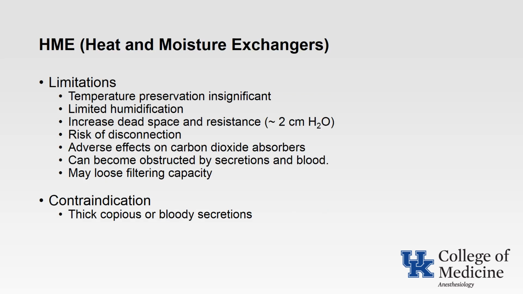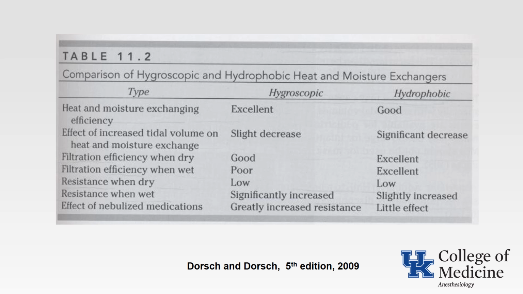However, they have limitations. Temperature preservation is insignificant. They have limited humidification. They increase dead space. They have a risk of disconnection. They have an adverse effect on CO2 absorbers. They can become obstructed, and they may lose their filtering capacities. And they are contraindicated in the presence of thick, copious, or bloody secretions. This slide compares hygroscopic versus hydrophobic types of heat and moisture exchangers.